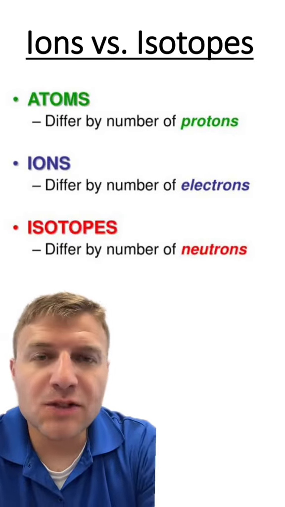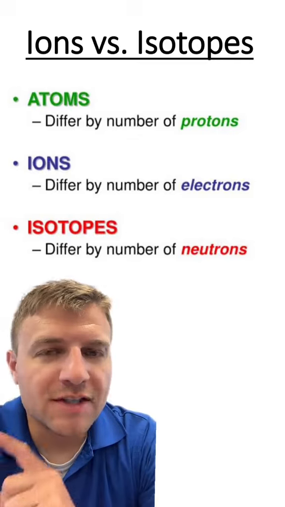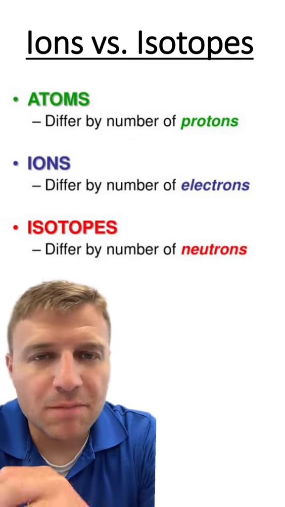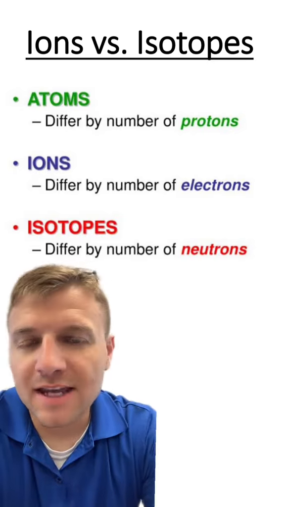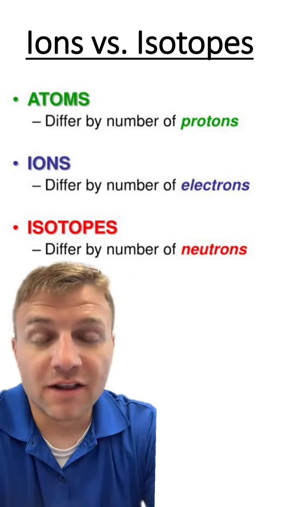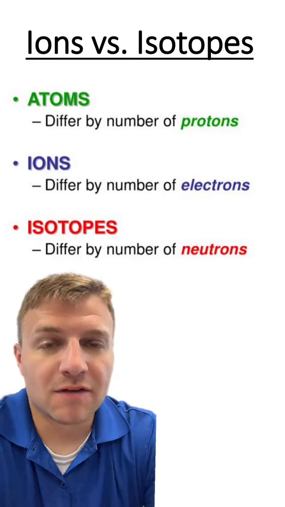Can you tell the difference between ions and isotopes? Ions and isotopes are both types of atoms. And remember that atoms are made of protons, neutrons, and electrons. Ions are atoms of the same element that differ in their number of electrons. Isotopes are atoms of the same element that differ in the number of neutrons.